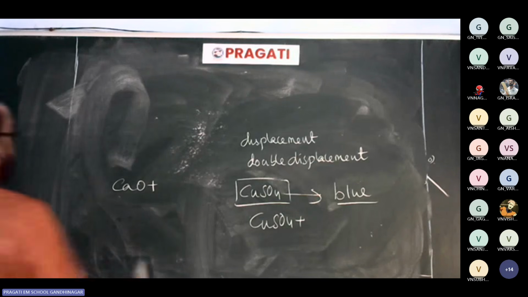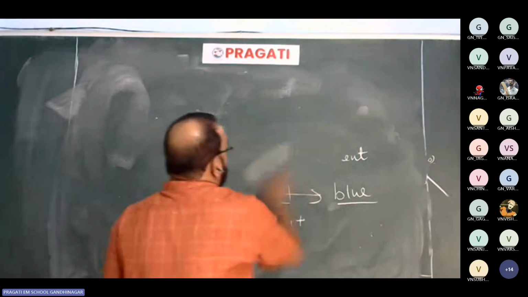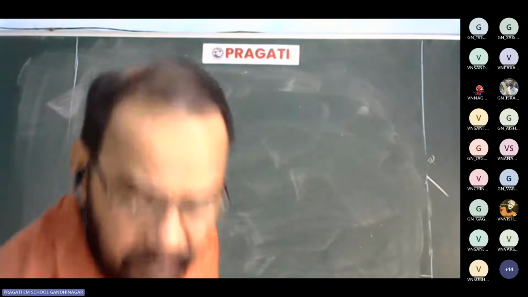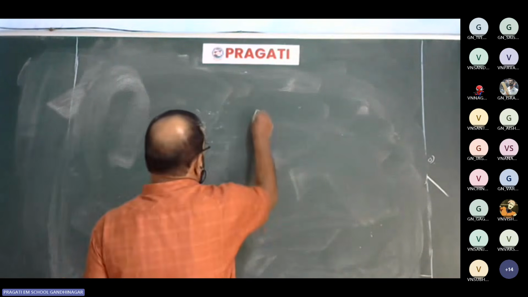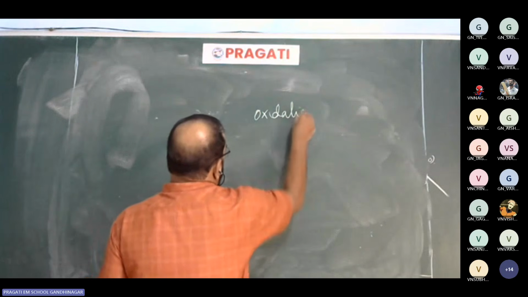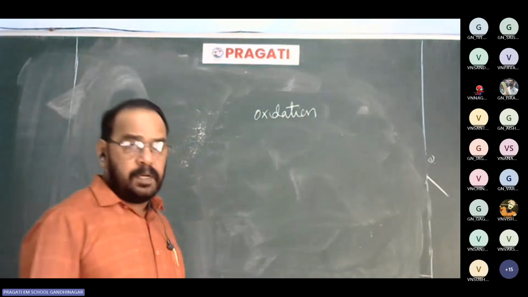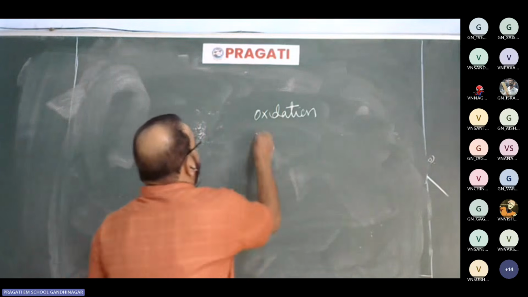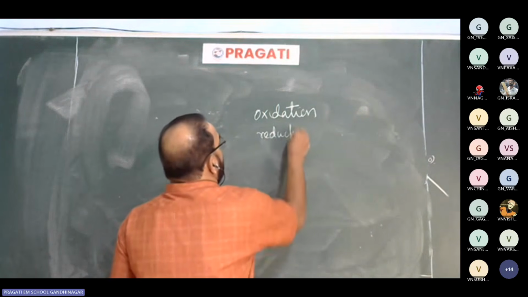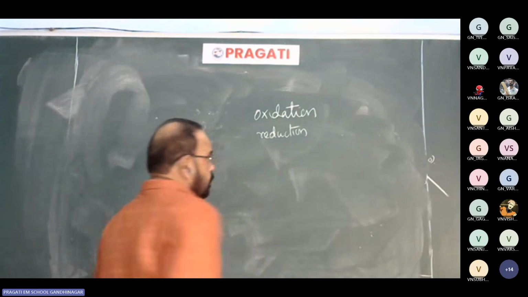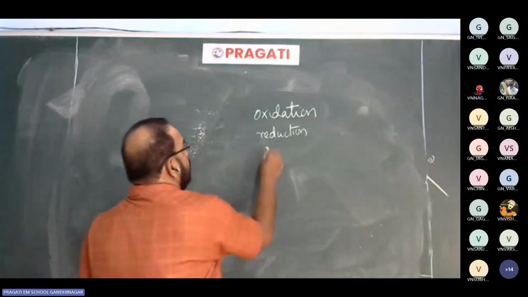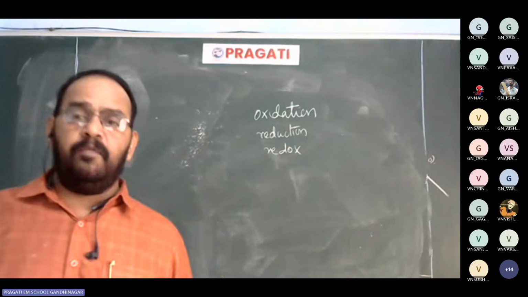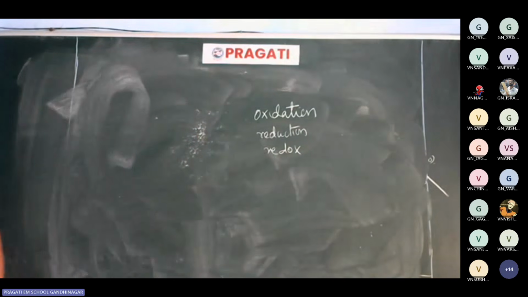Next, oxidation and reduction. There is a chance in the 1 mark section. Oxidation, reduction, redox reaction. In 1 mark they can ask, give an example for oxidation reaction. What is oxidation reaction? Or give an example for reduction reaction. What is a reduction reaction? What are redox reactions? These 3 questions can come in the 1 mark section.